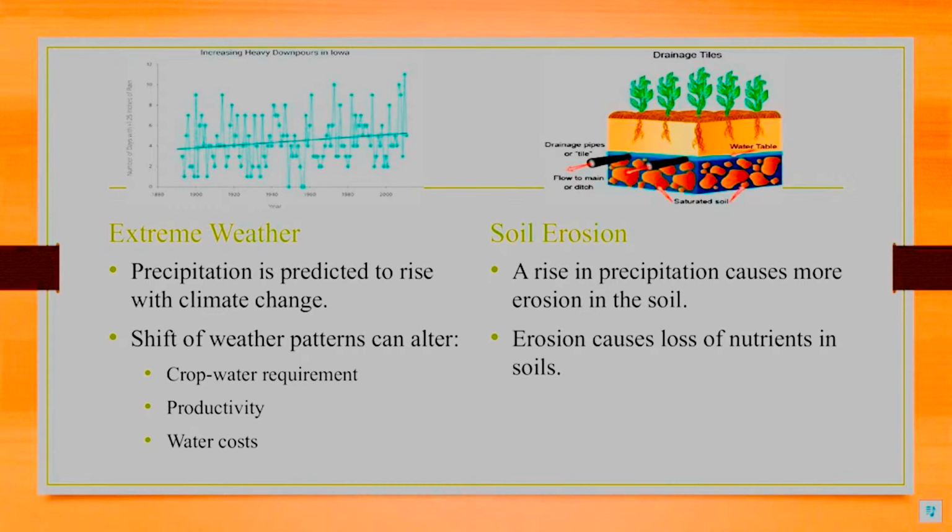Soil erosion. A rise in precipitation causes more erosion in the soil, and this erosion can cause fewer nutrients. It causes fewer nutrients because there'd be so much water on the soil that it'll sit on top and wash away all the topsoil and nutrients in it. Some farmers are trying to combat that by using drainage pipes. These drainage pipes are installed to take the water and drain it someplace else so it'll keep the nutrients in the soil.